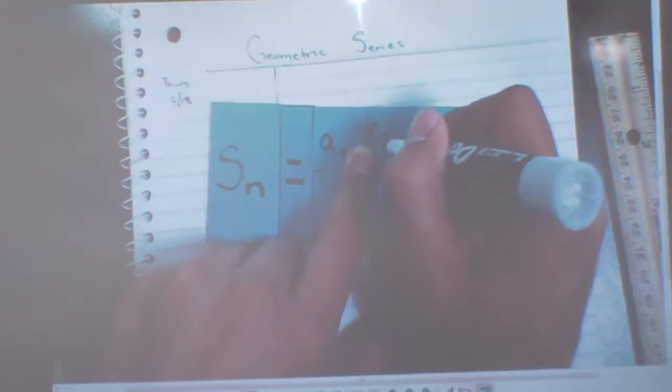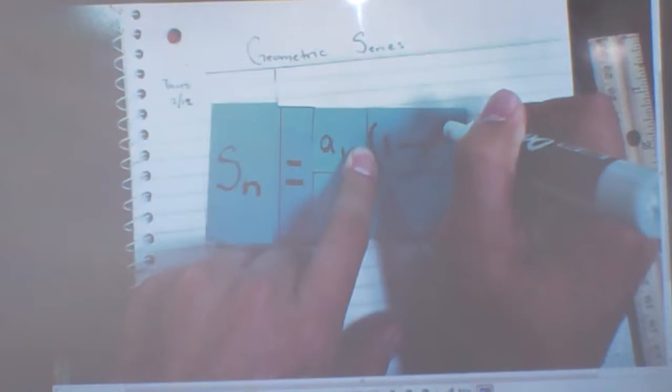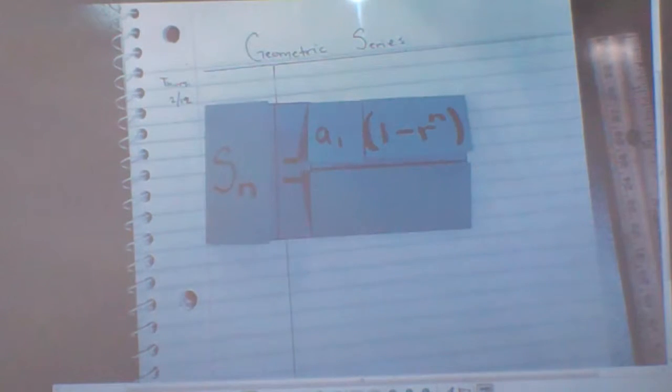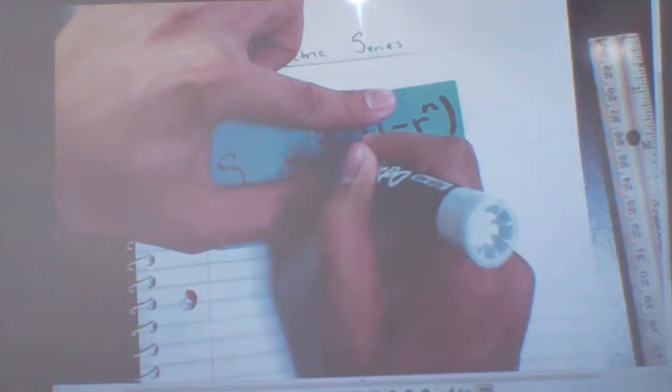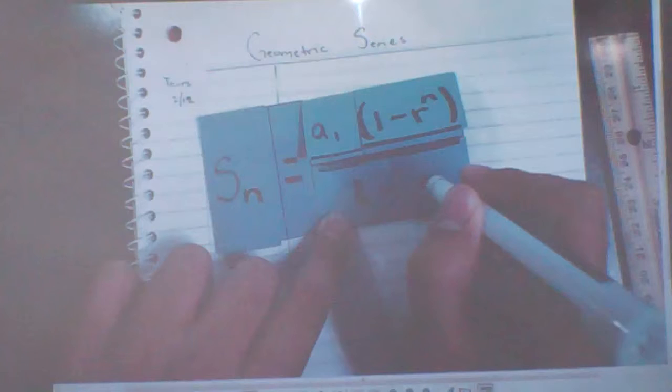Also in that numerator, and this is kind of an odd part, it's going to be 1 minus r to the n power. So our common ratio to the n power. That is the numerator of this fraction. In the denominator, I'm going to try as best I can to draw this fraction line. It's going to look like that. So it actually turned out pretty good. On the denominator, it's just going to be 1 minus r.